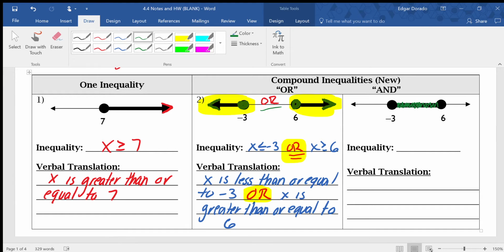But let's go ahead and clarify how to do these inequalities. Okay, so I told you guys it's in there, okay? So why don't we go ahead and do this?